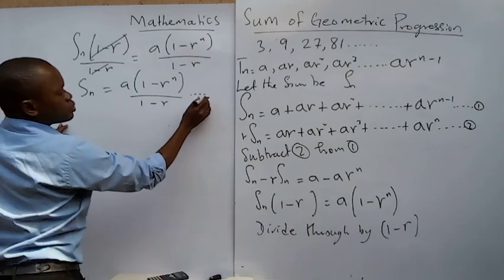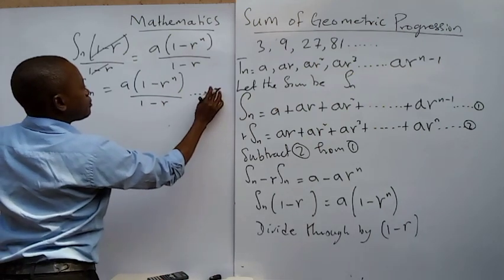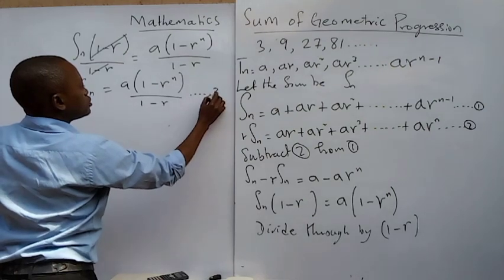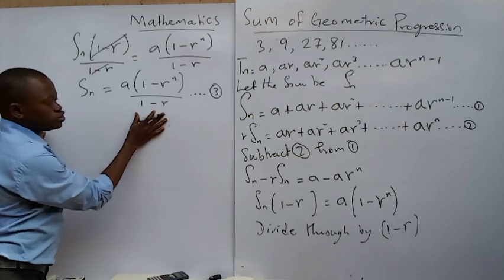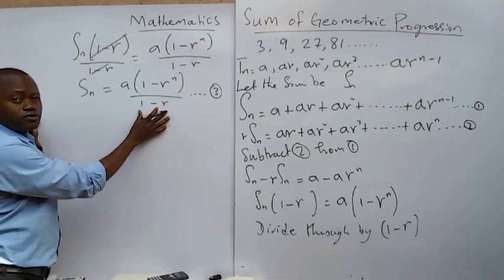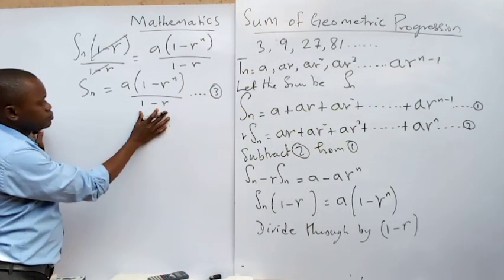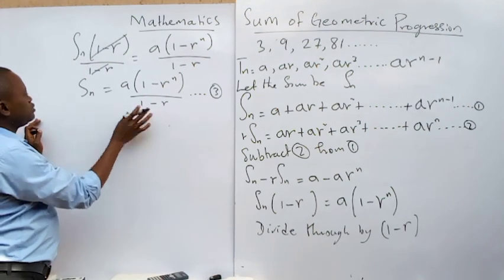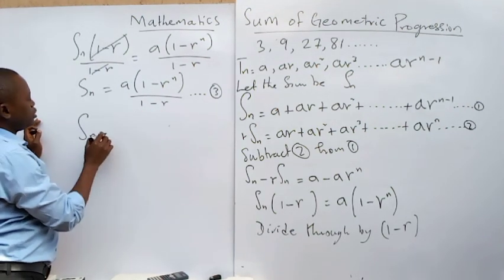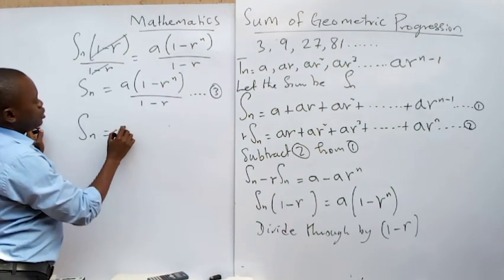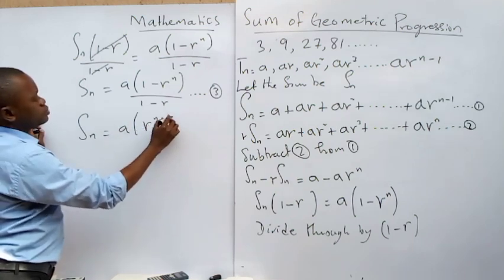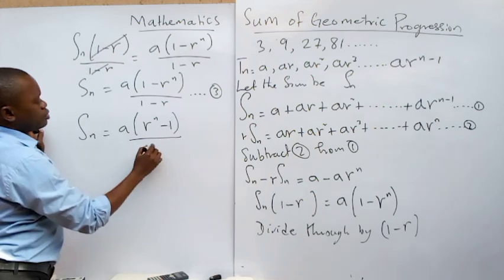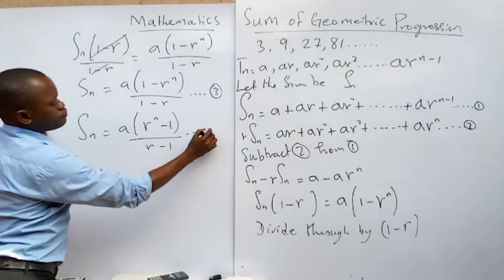We call this equation 3, because we are there. This is the mathematical expression we use to calculate the sum of a geometric sequence. And the alternative is Sn equals a in bracket r raised to power n minus 1 all over r minus 1. Call this equation 4.